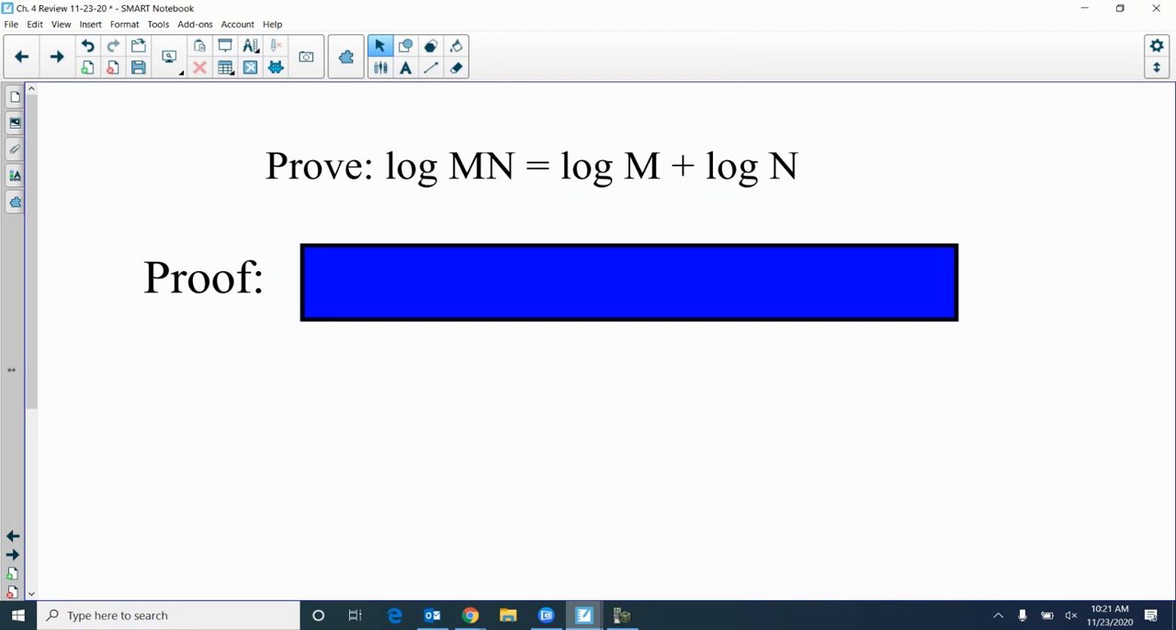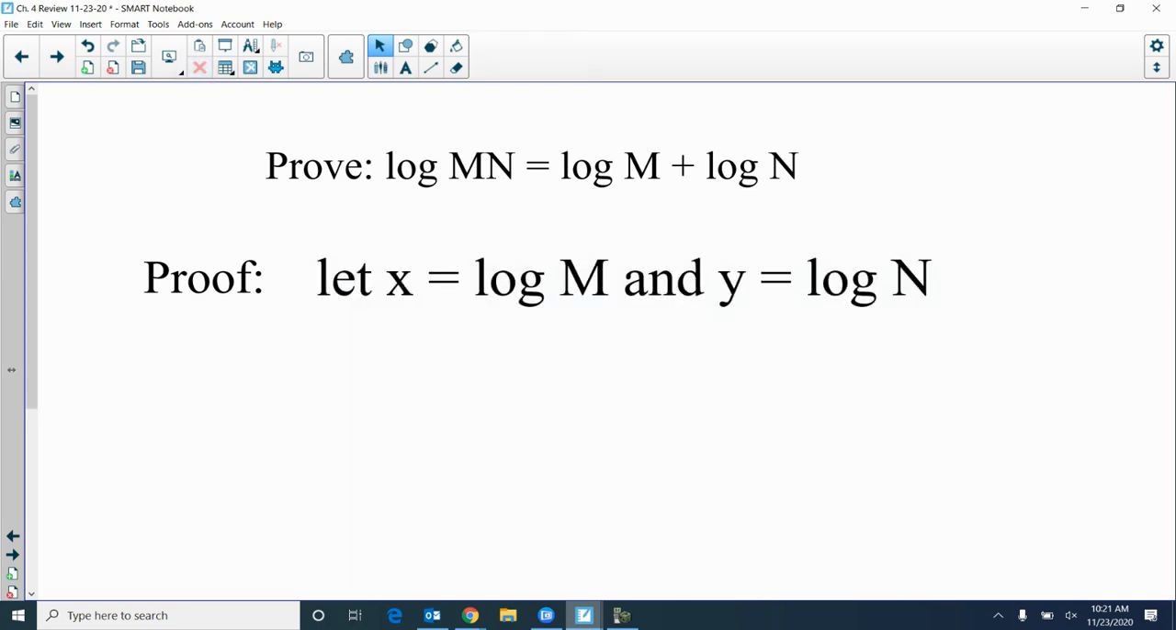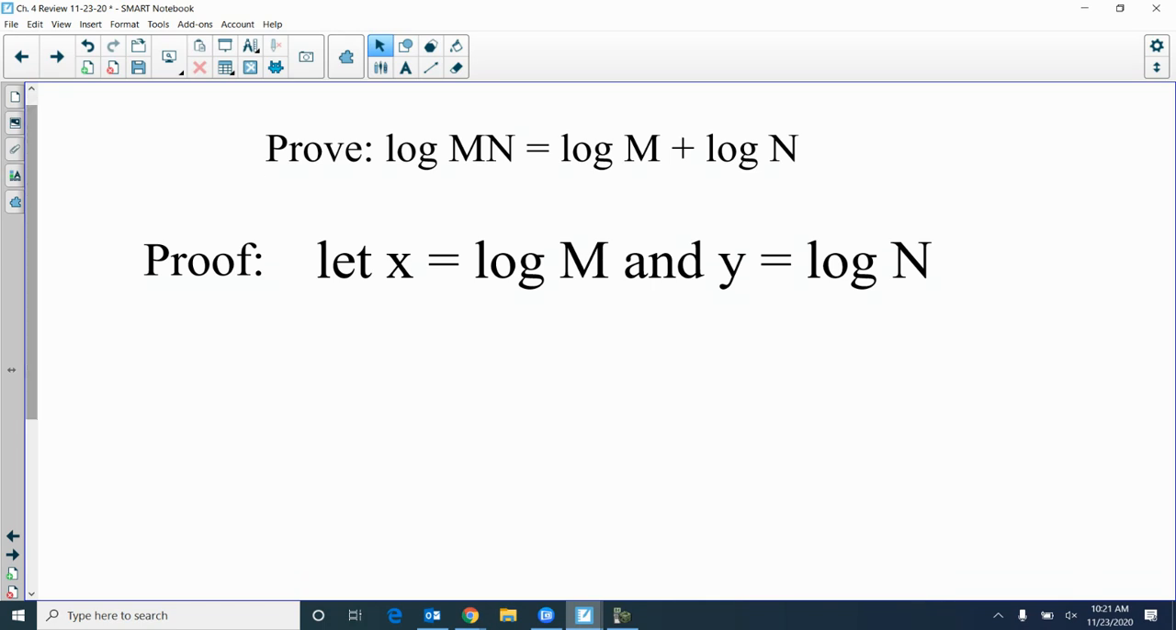Okay, this is what it'll say. Question number 1, front page tomorrow. Prove the log of m times n equals log of m plus log of n. It'll say proof. I gave you the first step. I won't give it to you this time, but it's right here. Okay, let x equal log of m and y equal log of n.